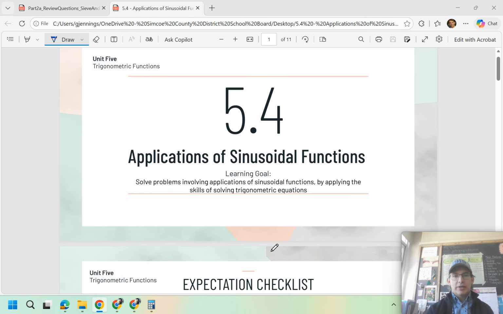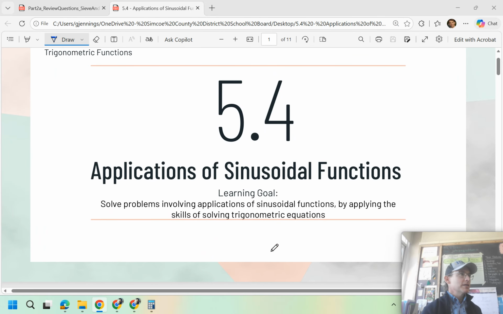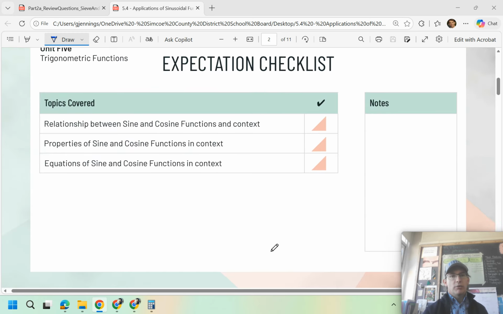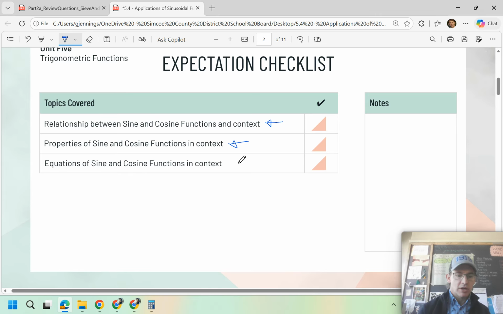Okay, let's go. So we are looking at applications of sinusoidal functions. Really, this is the most repeat of all of our stuff, which is great news. We're going to get a chance to take a look at some of the tips and tricks we've learned so far and apply them in visualizable contexts. So this is where the tire can hit the road, as it were. So we're going to see the relationship between sine and cosine functions in context and look at their properties and work on the equations of sine and cosine functions in context.